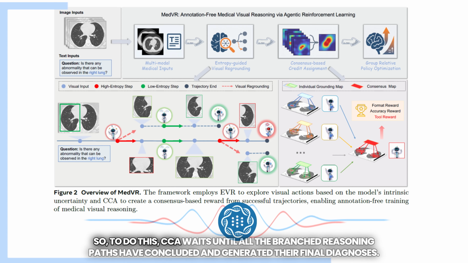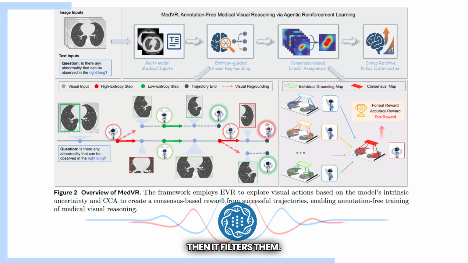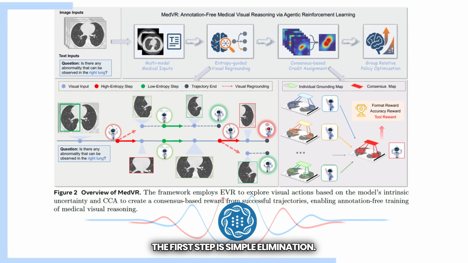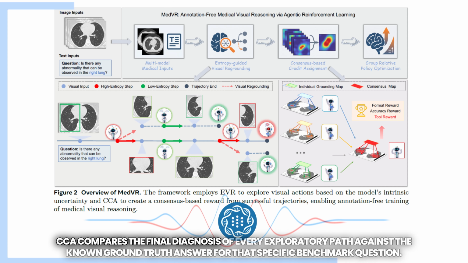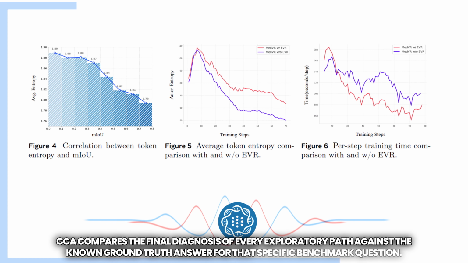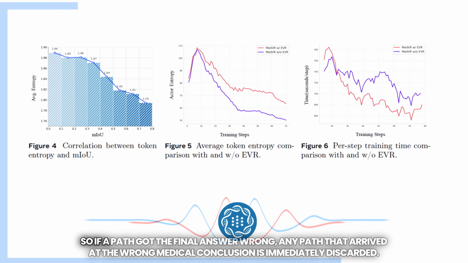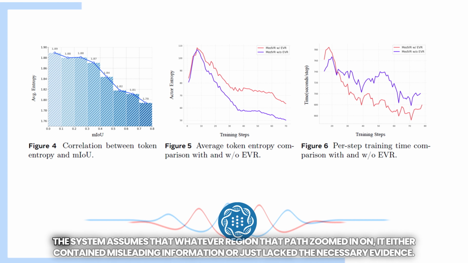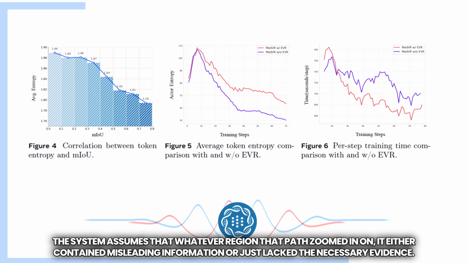So to do this, CCA waits until all the branched reasoning paths have concluded and generated their final diagnoses. Then it filters them. Yes. The first step is simple elimination. CCA compares the final diagnosis of every exploratory path against the known ground truth answer for that specific benchmark question. So if a path got the final answer wrong, any path that arrived at the wrong medical conclusion is immediately discarded. The system assumes that whatever region that path zoomed in on, it either contained misleading information or just lacked the necessary evidence. Makes sense.